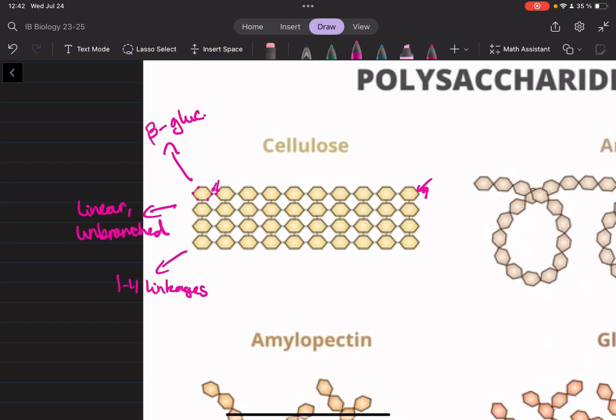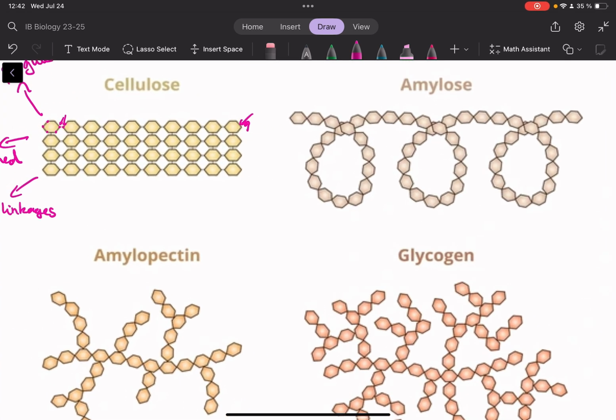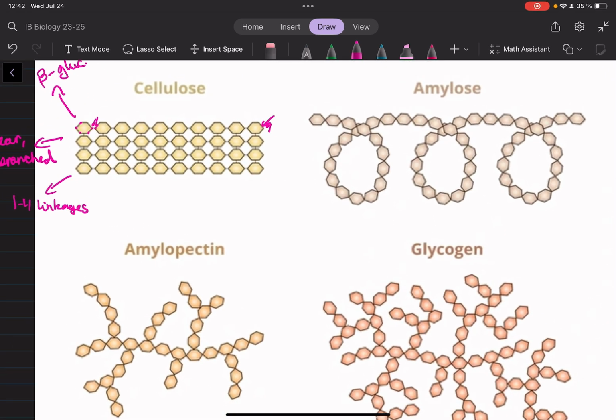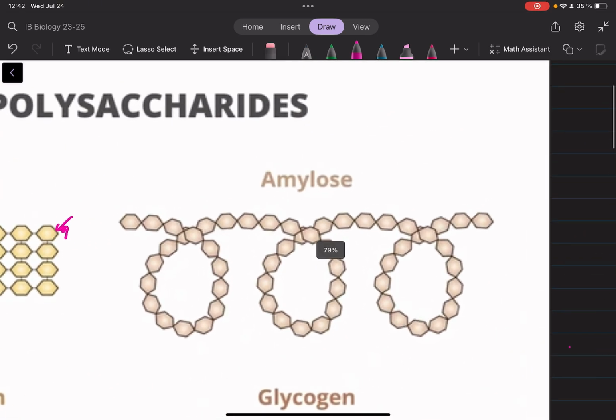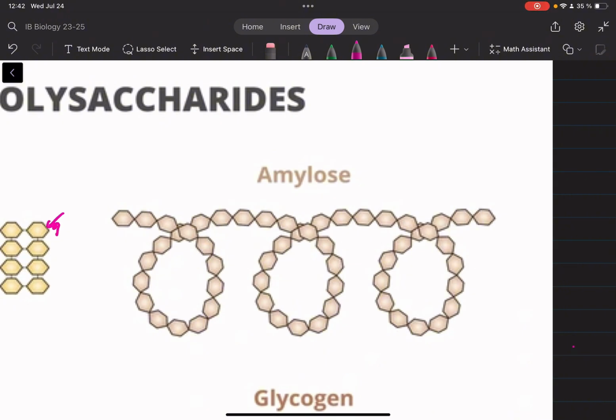But that's cellulose. Then you've got starch, and starch can be found as amylose or amylopectin. So let's start with amylose. Or I guess both are found in plants and they are both used as energy storage in plants. So amylose is less soluble, it takes up less space, but it is harder to digest for plants. It is an alpha glucose.